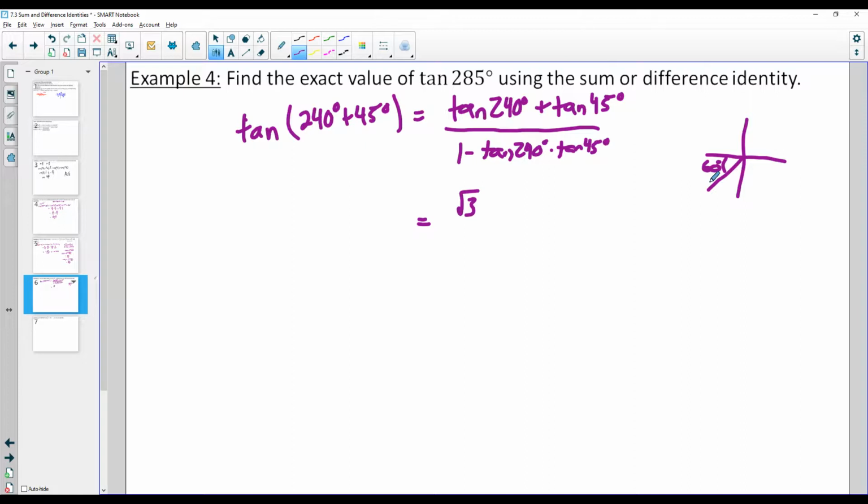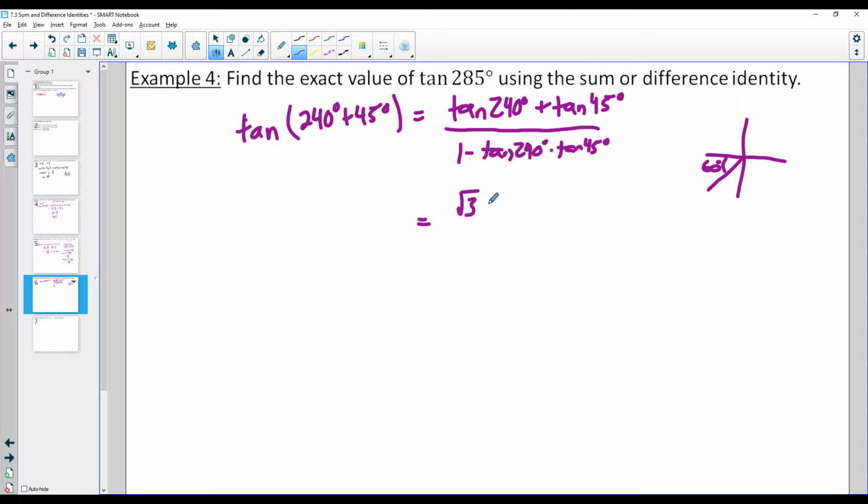So really it's what is the tangent of 60 degrees, and then you could do your 30, 60, 90 triangle. We'll figure out that it's square root of 3, and then we have ASTC. This is T, so it's positive square root of 3. That's how we would do it.